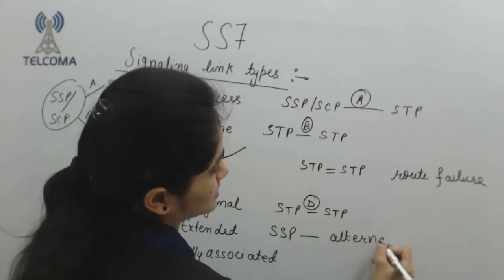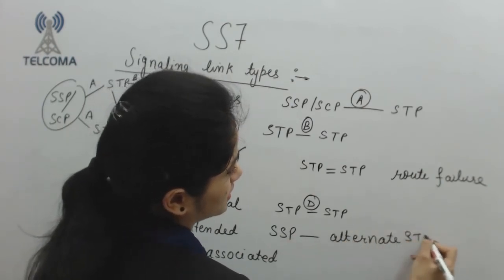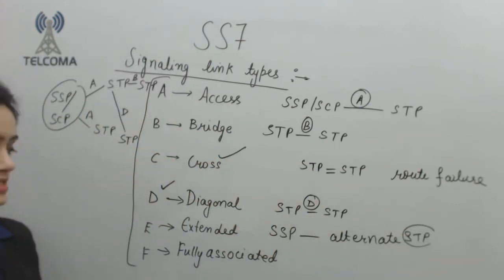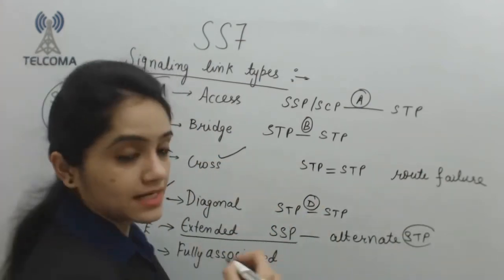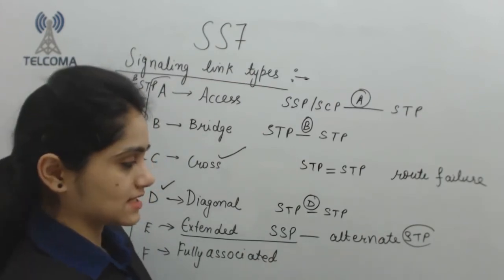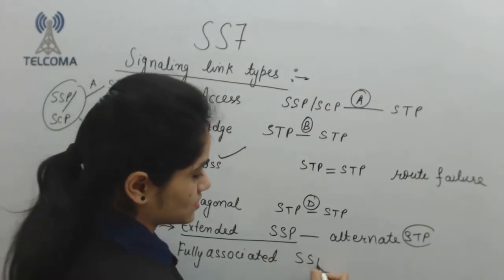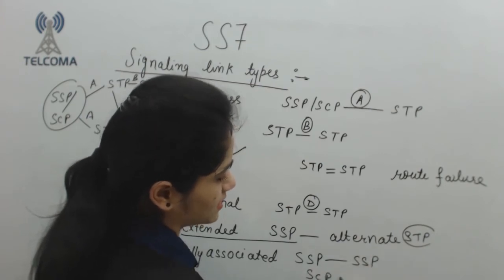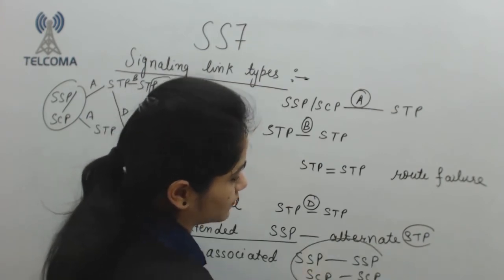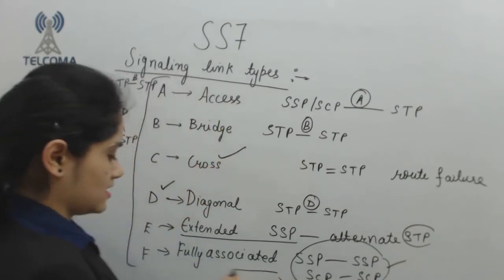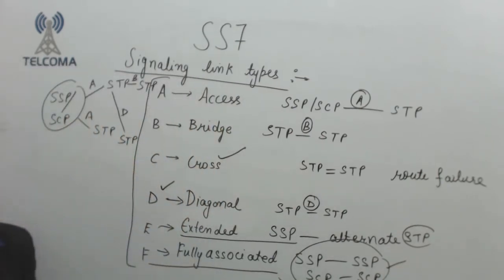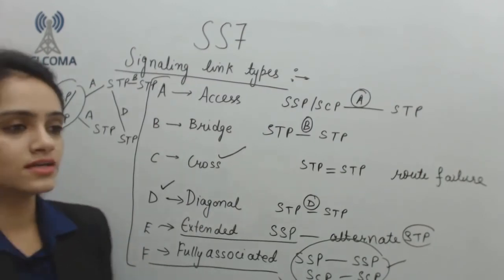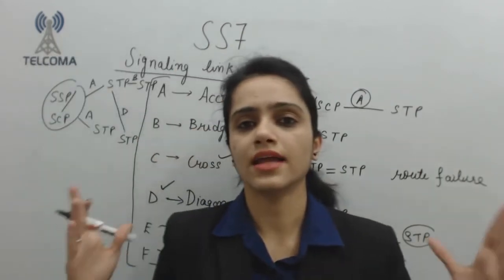Now for the extended link, it is required whenever we need to connect one SSP to an alternate STP. That means we require connectivity with different STPs, so we require an extended link. That's why it is named extended. Now a fully associated link is between two different SCPs, from one SCP to a different SCP. So we require a fully associated link. These are the various links in the architecture.